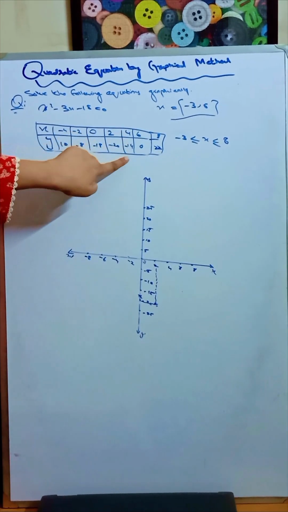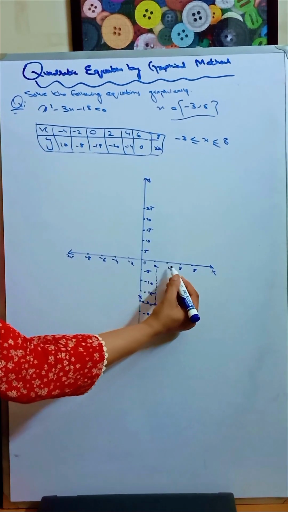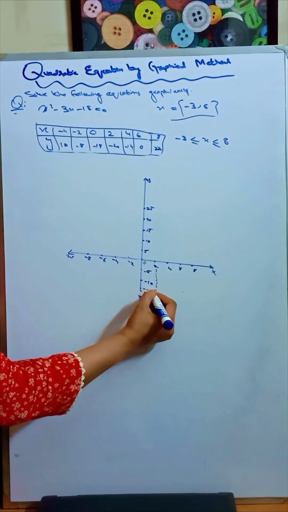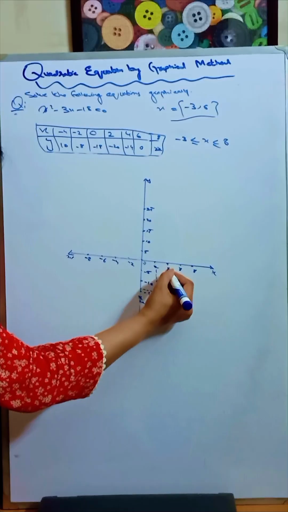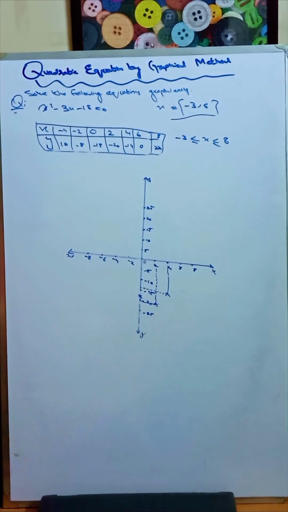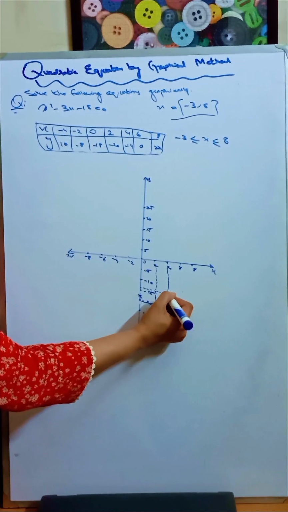Next, x is 4, y is minus 14. So between minus 15 and minus 10, it must be like that, at 14 here. So I can say that it must be a point here. This is the point. Alright, one point here, one point here.